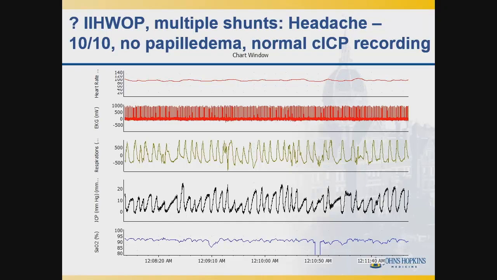Conversely, we also get a lot of patients who get diagnosed with IH without papilledema. They've had multiple shunts, nothing seems to work. They get referred to us, he had headaches, no papilledema, and it was a completely normal ICP monitoring overnight trace between 0 to 20. We have a pseudotumor cerebri center, but often we see more patients with pseudotumor cerebri diagnoses who don't really have high pressures.